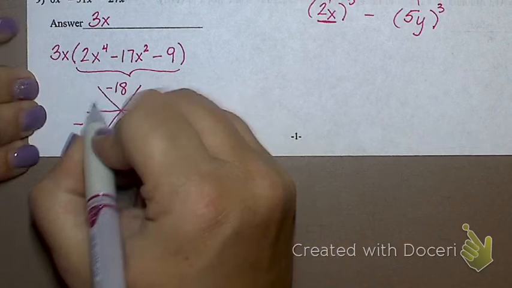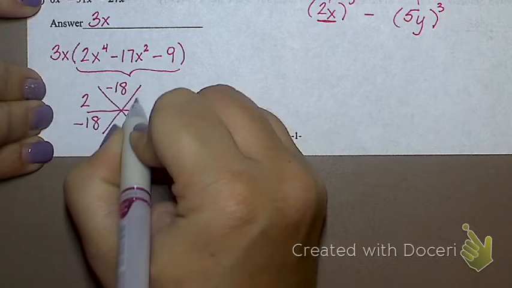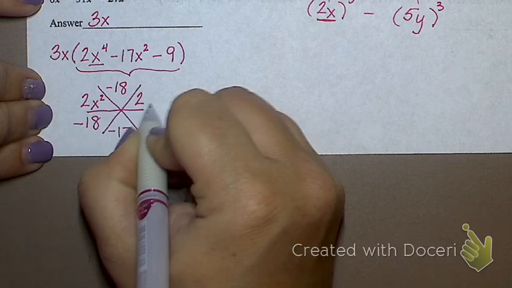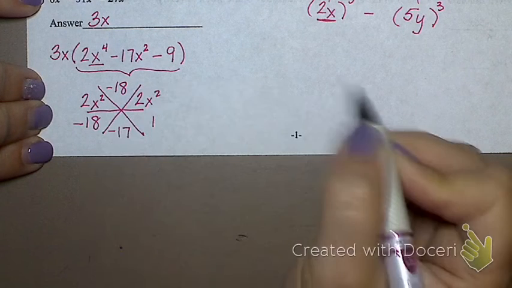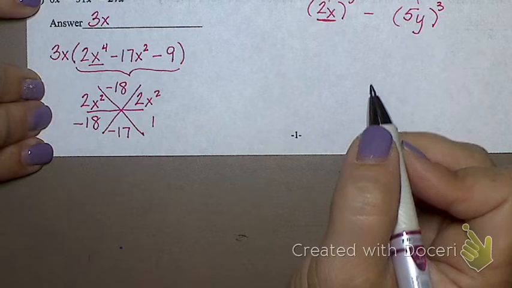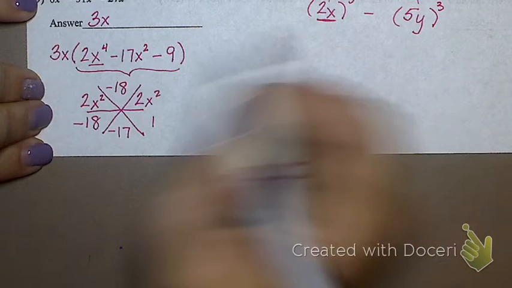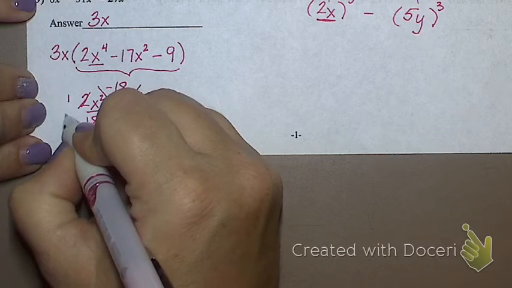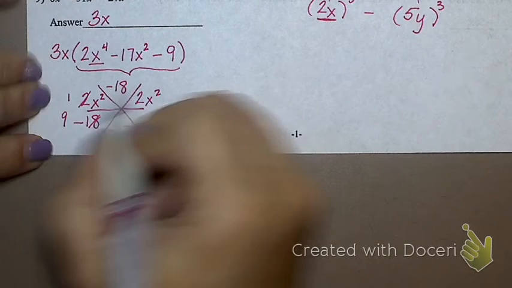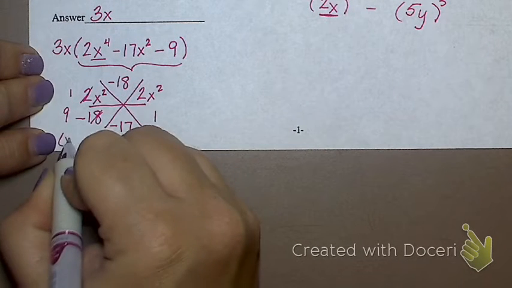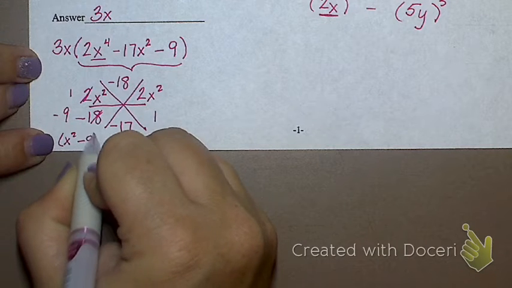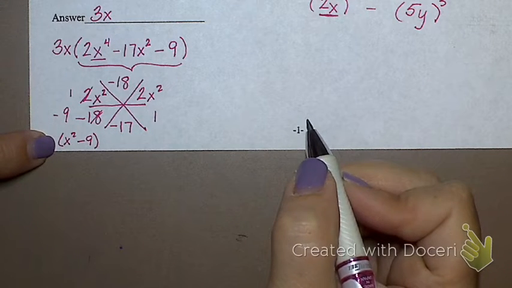All right, what do I put on the top? I put 2, and then what? I split up the x to the 4th and give myself x squared there and x squared there. Can I reduce either of these? 2 over 18 becomes 1 over 9. So this one right here is x squared, and that's still a negative. So it should be 1 over negative 9. X squared minus 9. What's that?